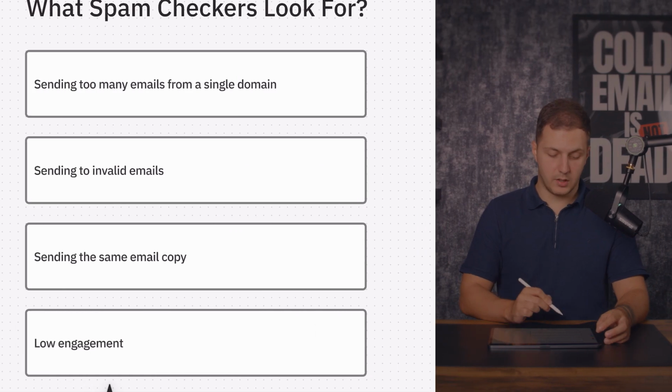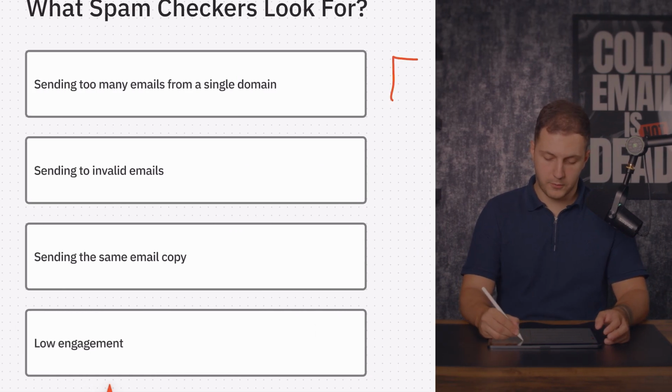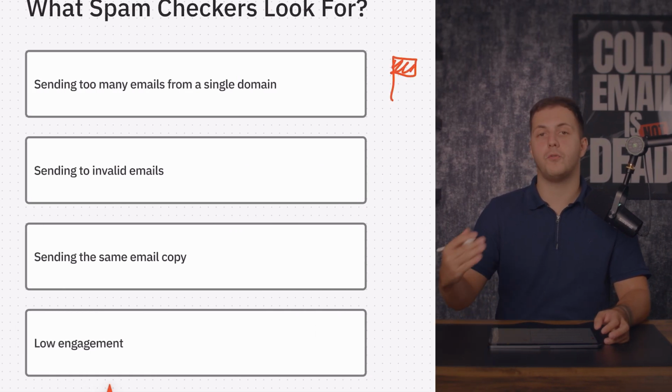Now, before I explain how you can do this, we first need to understand how these spam filters actually work. What exactly are they looking for when they're deciding whether your email should be in spam or primary inbox? The first thing is too many emails from a single domain. This is a huge red flag. This is why we need to reduce the volume per email account and per domain.